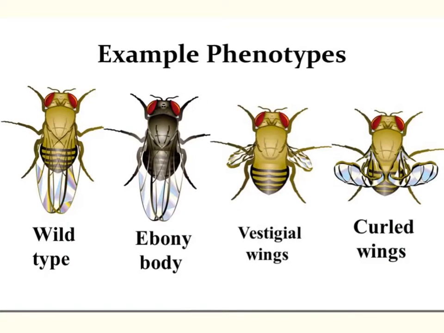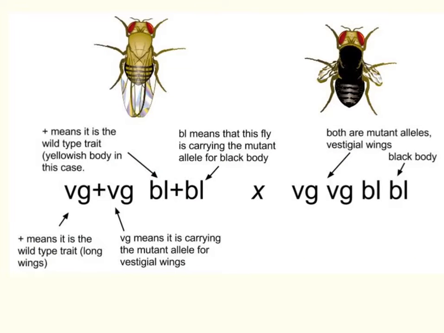Do remember that phenotype is the appearance of the flies, and so here we have some various phenotype examples. Wild type with no mutations. Here we have ebony body, vestigial or crinkled up wings. We have our curled up wings. And so these are examples of phenotypes or visible mutations that you can observe.